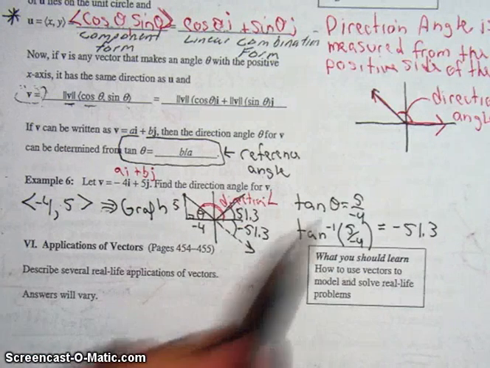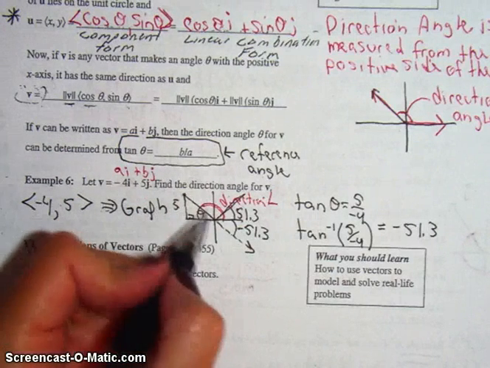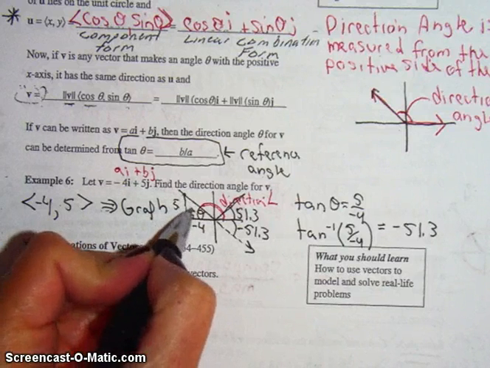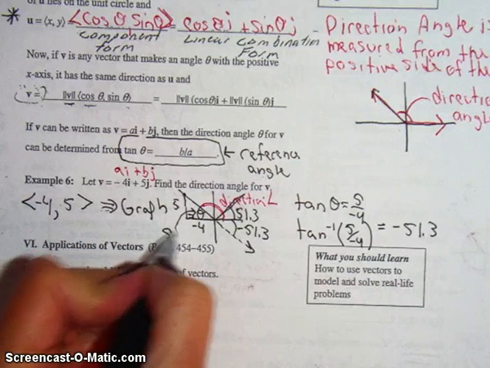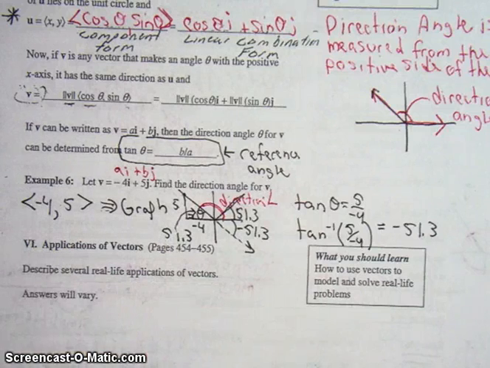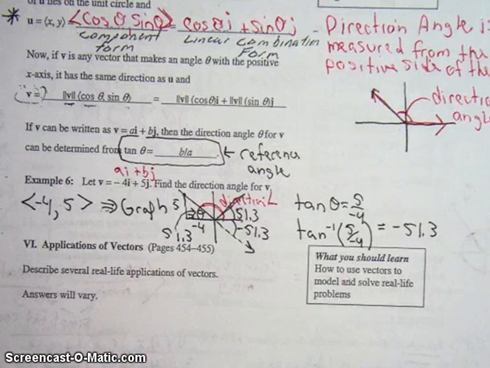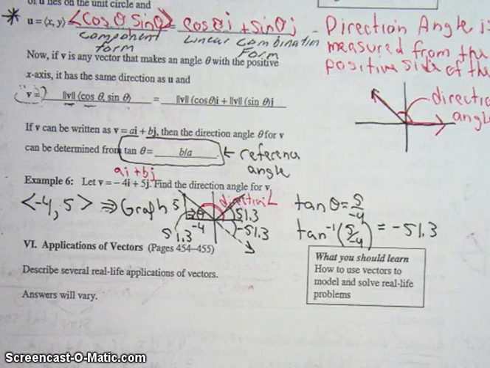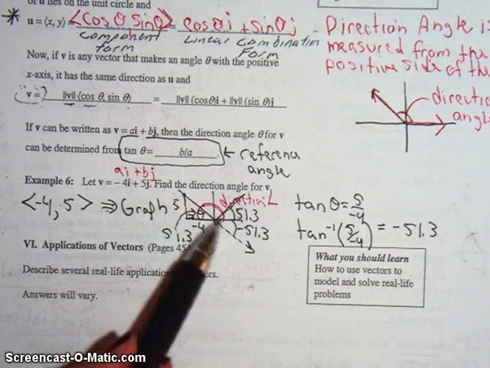And then I'm going to reflect it over into quadrant 4. So this angle right here is 51.3. Now, they don't want the reference angle, guys. They want the red angle. Okay? So somebody tell us what math we would have to do to find the red angle.